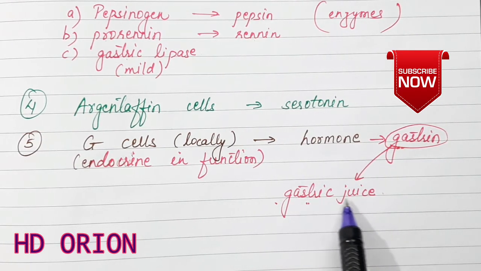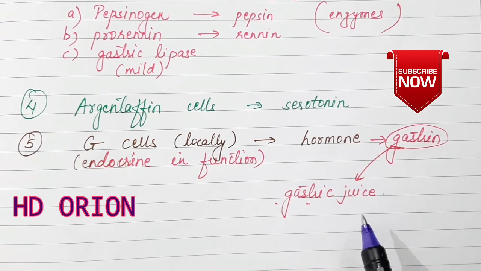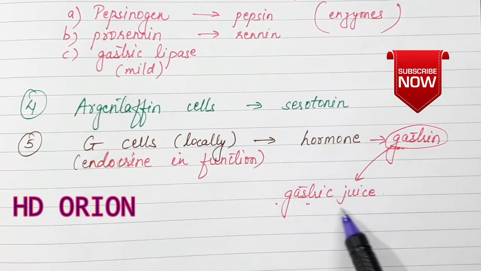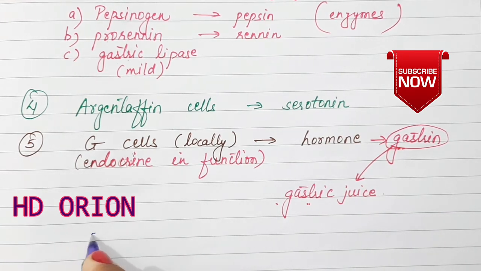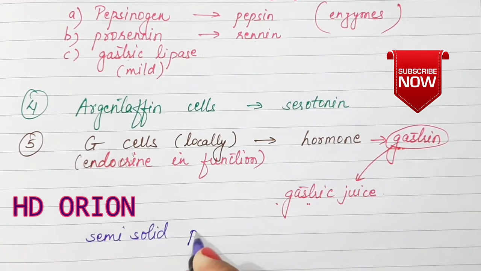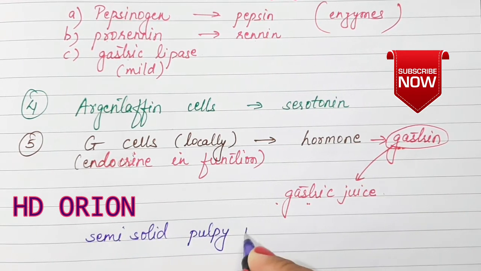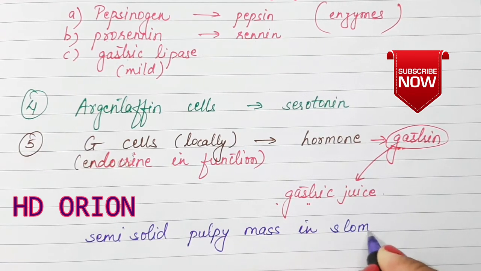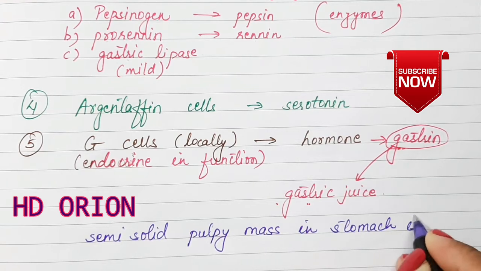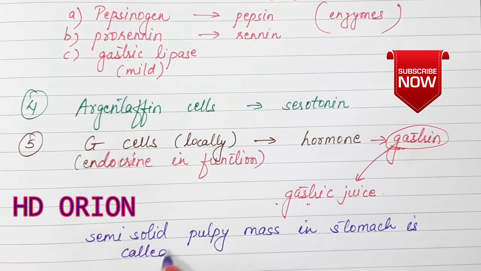So the action of gastric juice on the food is now the chemical action. When the food is chewed, that is mechanical action, and now all this action by the gastric juice is chemical action. This converts the food into a semi-solid mass, which is a pulpy mass. The semi-solid pulpy mass in the stomach is called chyme.